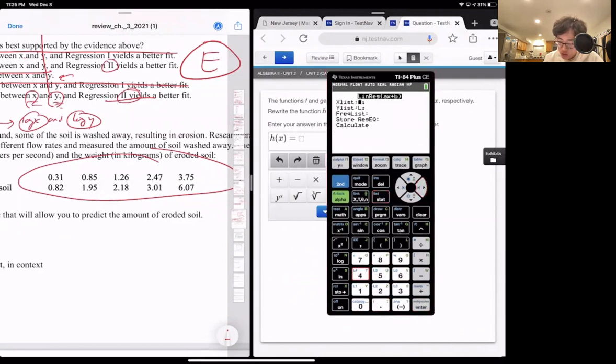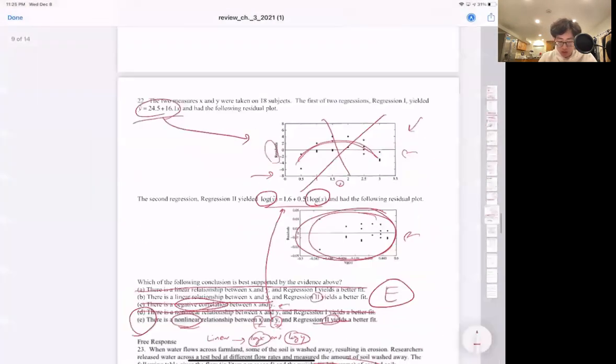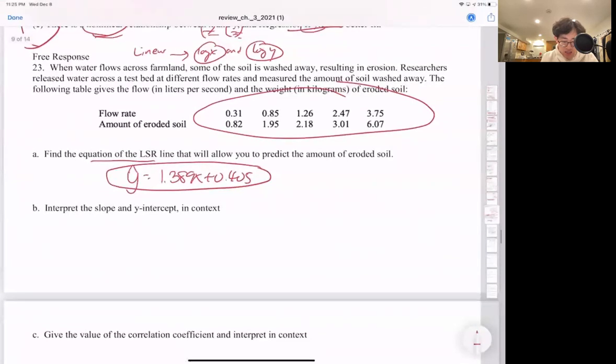Stat, calc, 4, bam, bam, bam. All right, so I have the equation here. We have y hat equal to 1.389x plus 0.405. So that should be your least squares regression line equation. If you wanted to be a little bit more specific with the variables, we can simply say that the y is the amount of eroded soil.